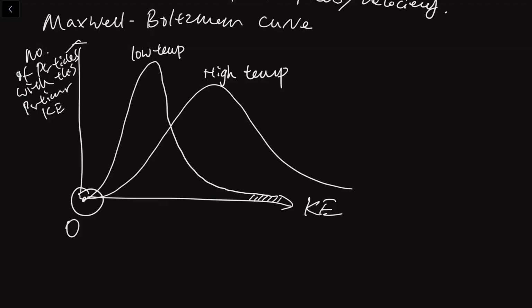So that's why when you increase the temperature, you are not shifting the curve. You simply flatten out the distribution. So this is very important.